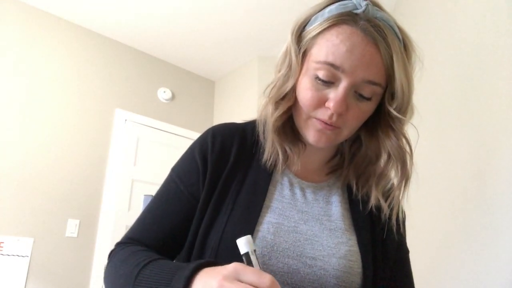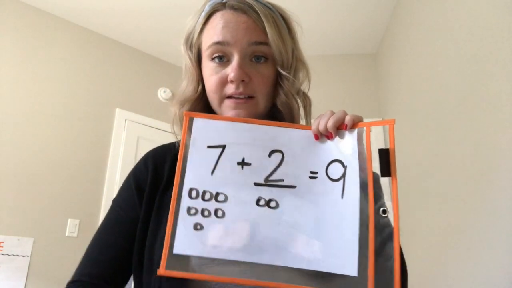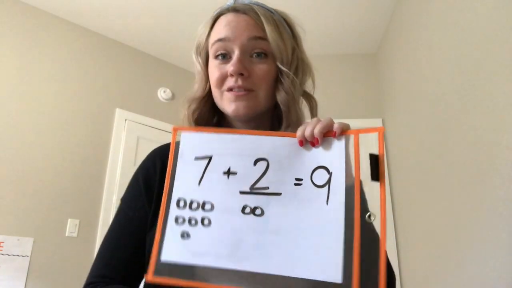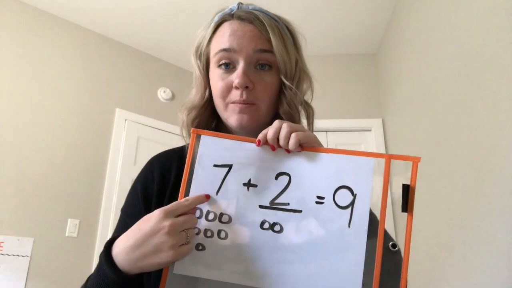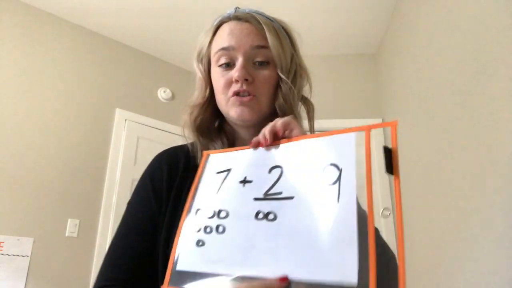So I'm going to draw 7 dots, 1, 2, 3, 4, 5, 6, 7, and 2. And let's just triple check that that's correct. So I start at 7, 8, 9. And this side is the same as this. 7 plus 2 equals 9. So I just had to count on how many numbers were between 7 and 9 to figure out what the unknown change was. Now remember, it doesn't matter which number you count on from, the first or the second number.